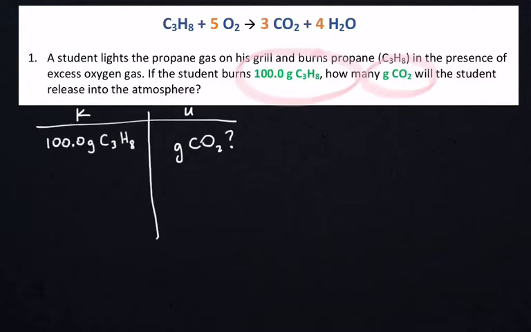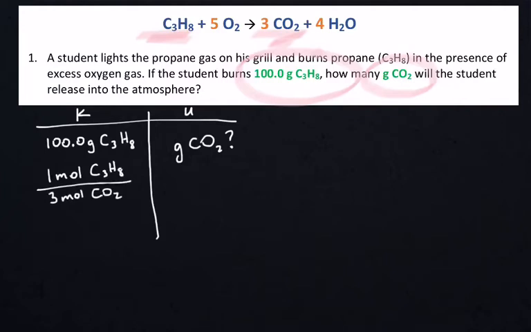The second number that you need with gram-to-gram stoichiometry is a molar ratio, and we use the balanced chemical equation to figure that one out. In the problem, we care about C3H8 and CO2. So we look at the coefficient in front of C3H8, it's a 1, and the coefficient in front of CO2, it's a 3. So it's a 1 mole C3H8 to 3 mole CO2 molar ratio. We're going to write that down in our known table.